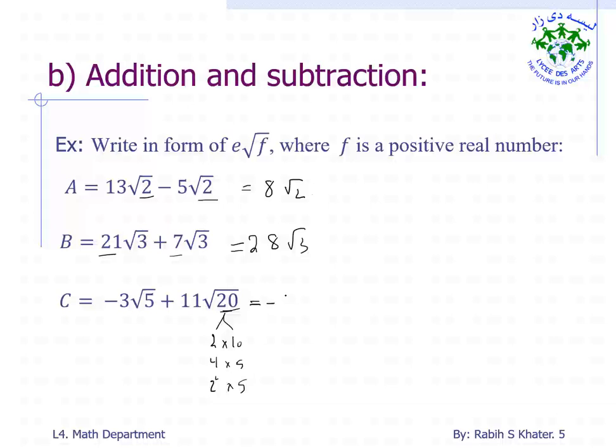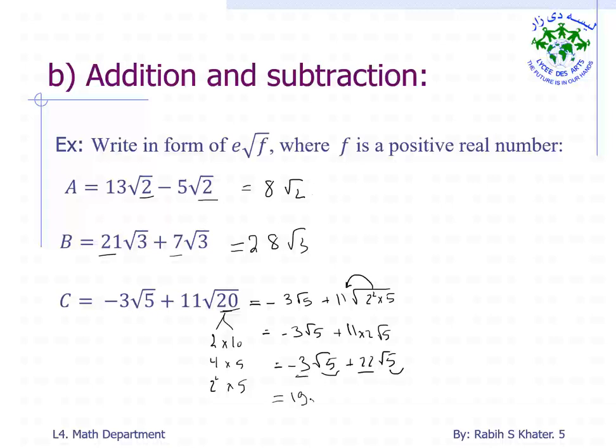Now, to get minus 3 radical 5 plus 11 radical of 2 squared times 5. Now, equals minus 3 radical 5 plus, take 2 squared out, to get 11 times 2 radical 5. Now minus 3 radical 5 plus 22 radical 5. Add. Now we have the same radicand. All you have to do is add coefficients. So minus 3 plus 22, it's 19 radical 5.